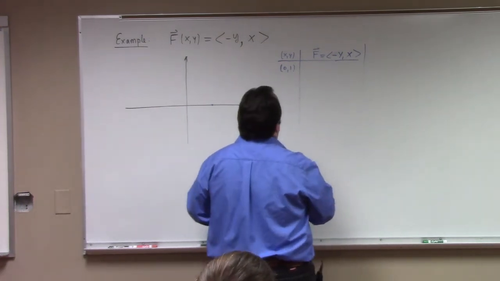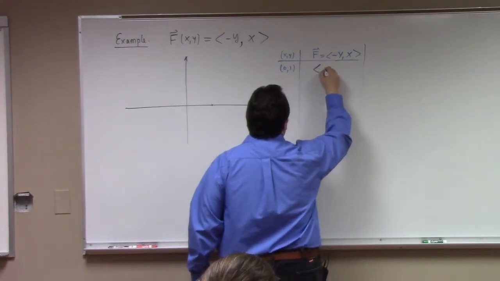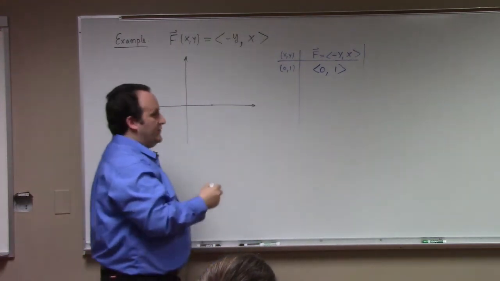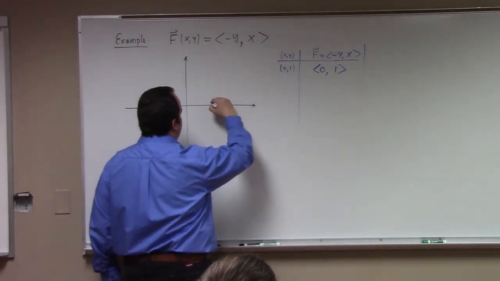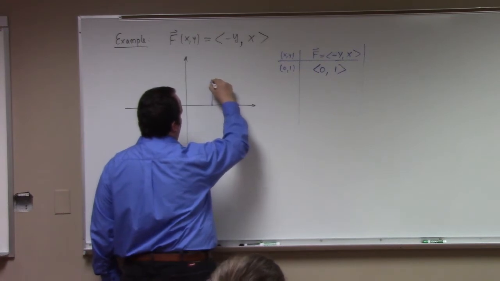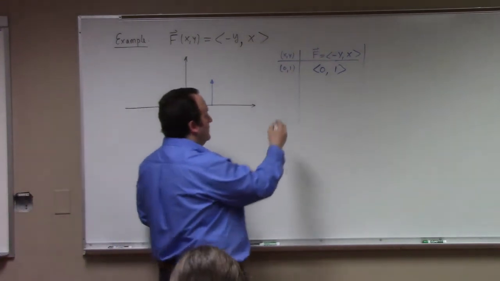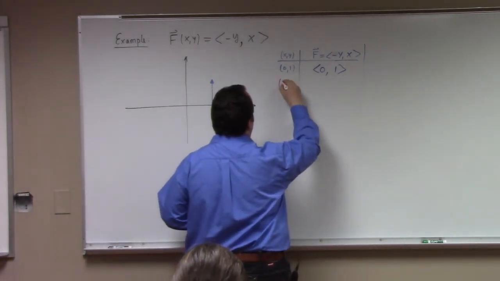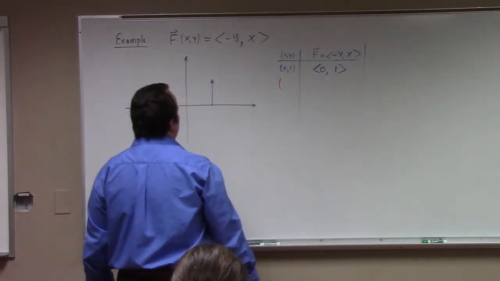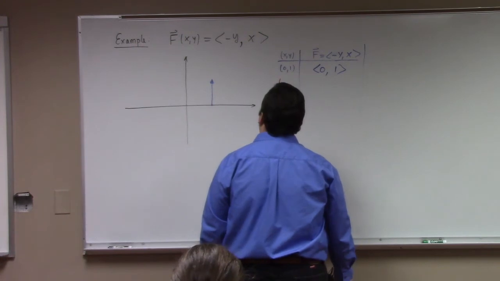All right, so y is 0, right? So this is 0 and 1, which is a vertical vector, right? So if I picture that over here, it's something like this. What happens if I plug in, oh, I'm an idiot. Oh man, what did I just do? I am sorry, guys. I have problems.